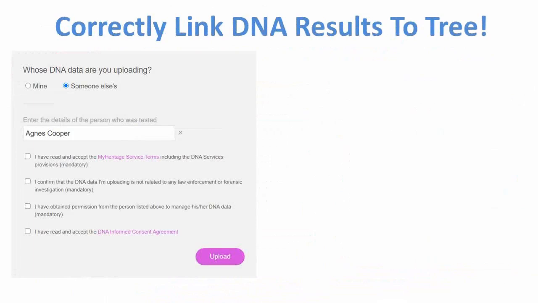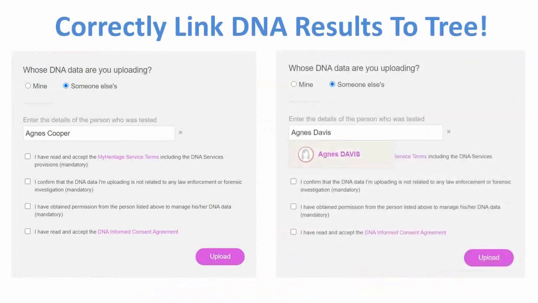This new Agnes Cooper will go in my tree on her own, while I've got Agnes Davis on my tree with all the ancestors. And so the DNA will be linked to Agnes Cooper, but it won't be helpful because it doesn't have any ancestors. So what I want to do is either add her husband or I want to add her as Agnes Davis when the system can find her in my tree.